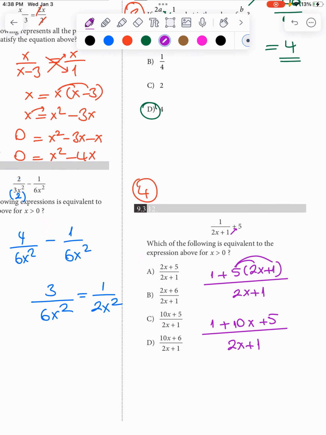Okay, so we just combine the like terms. We have 10x plus 1 plus 5 is 6, divided by 2x plus 1. That's it. This is the final answer. We cannot simplify it anymore. So the correct answer is answer choice B.